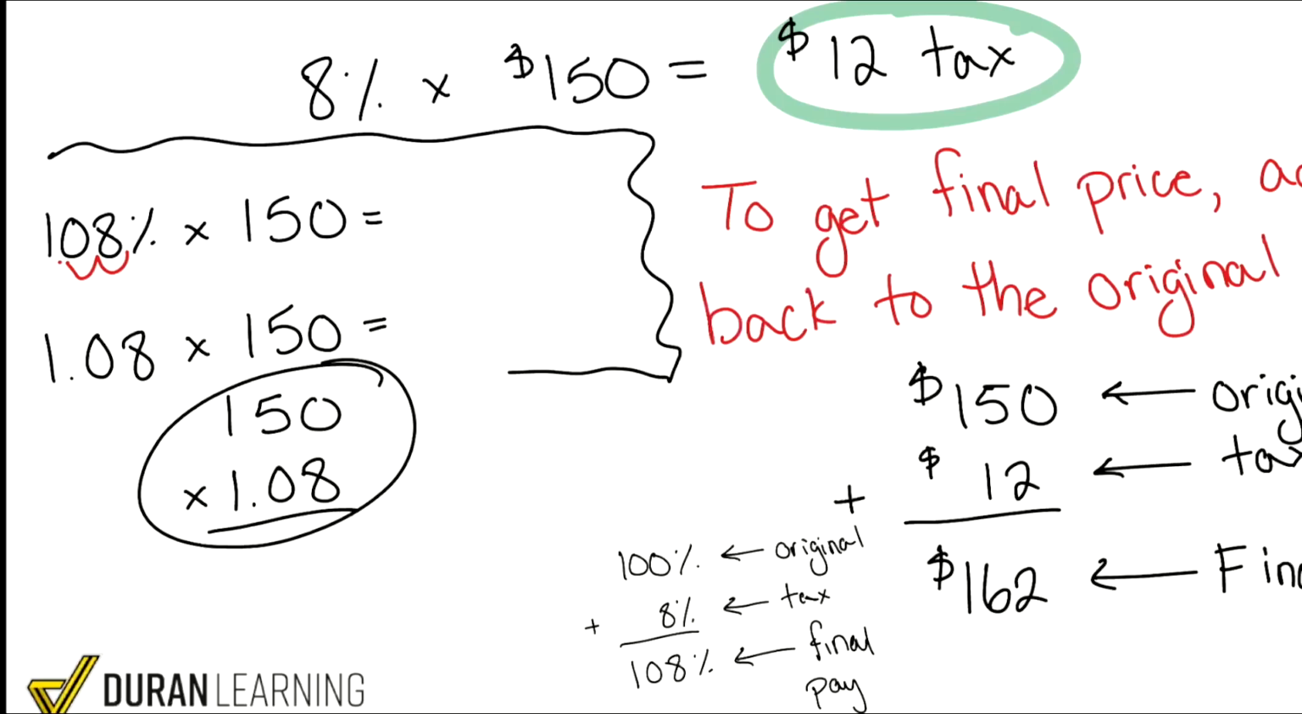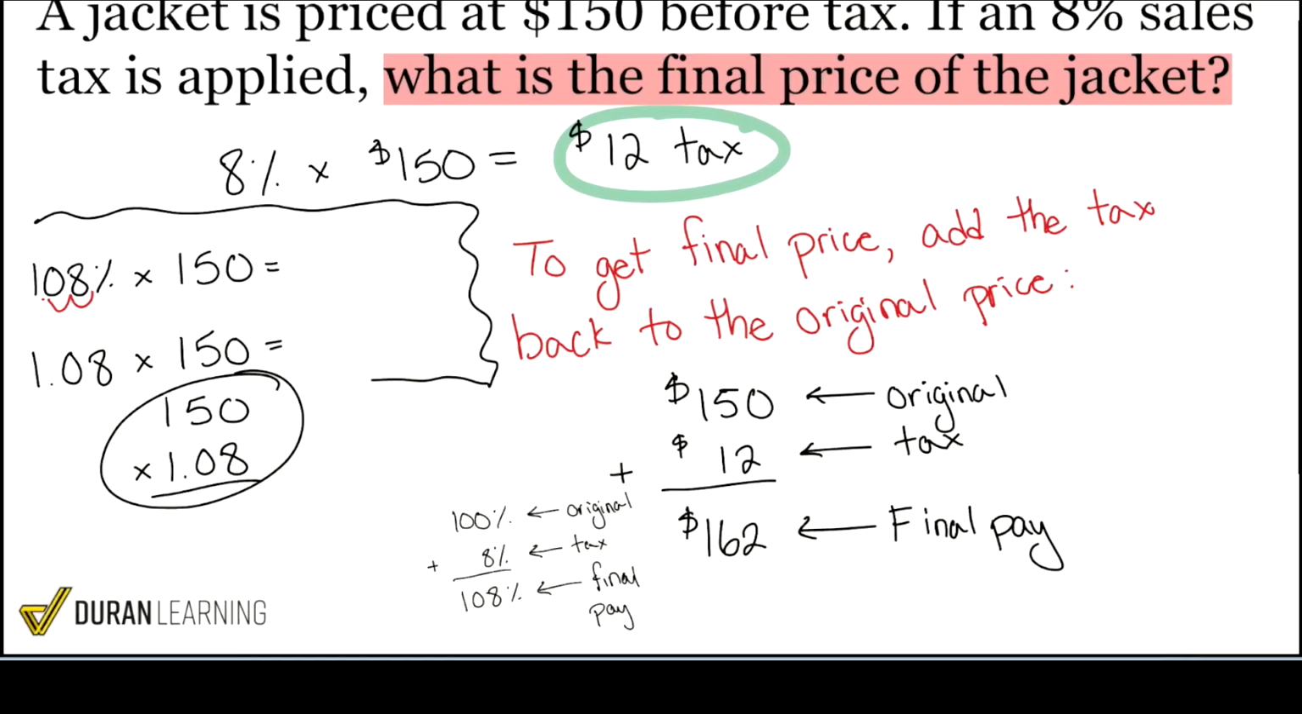Will this still get you the same correct answer? Absolutely. Let me grab my calculator right here. I'm going to do 150 multiplied by 1.08 and boom, I get 162. Same correct answer. But when you think about which method is going to be faster, everybody, think about it. What's going to be faster?